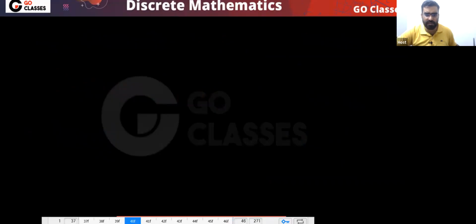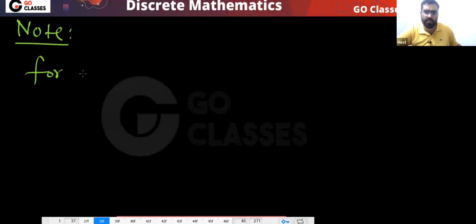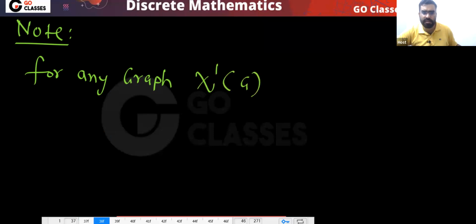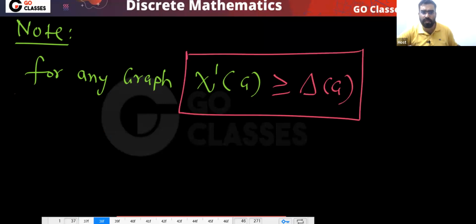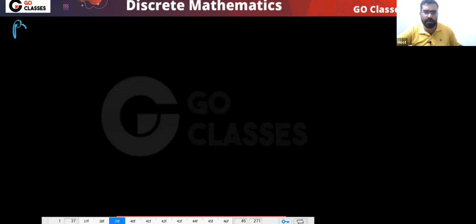Now let's see one result. This is a very simple result. For any graph, what is the relation between maximum degree and edge chromatic number? For any graph, the edge chromatic number will be greater than or equal to the maximum degree. Yes or no? And the proof is very simple.